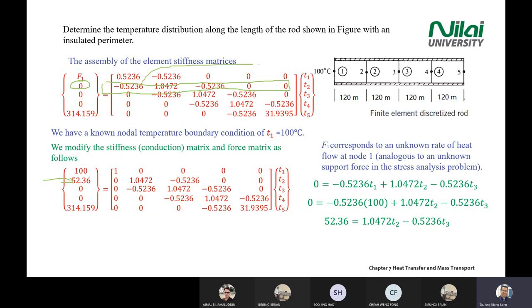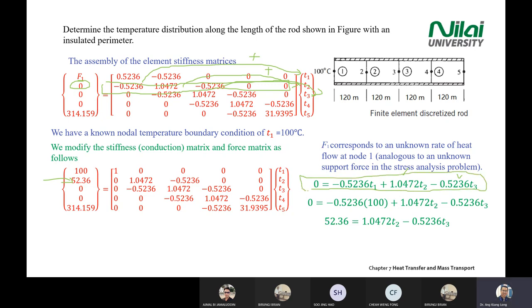-0.5 times D1 plus second number, 1.04 times D2. You get this one. Plus -0.52 times D3, you get this one. 0 times T4, 0, 0 times T5, 0. So we are getting this equation.